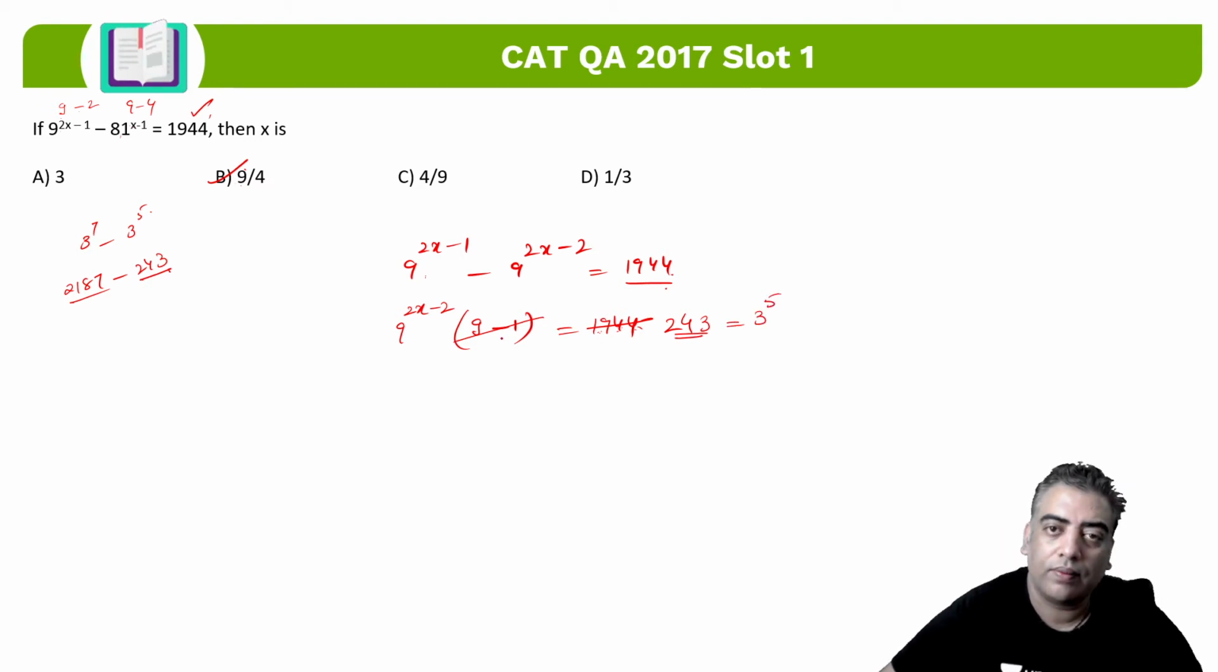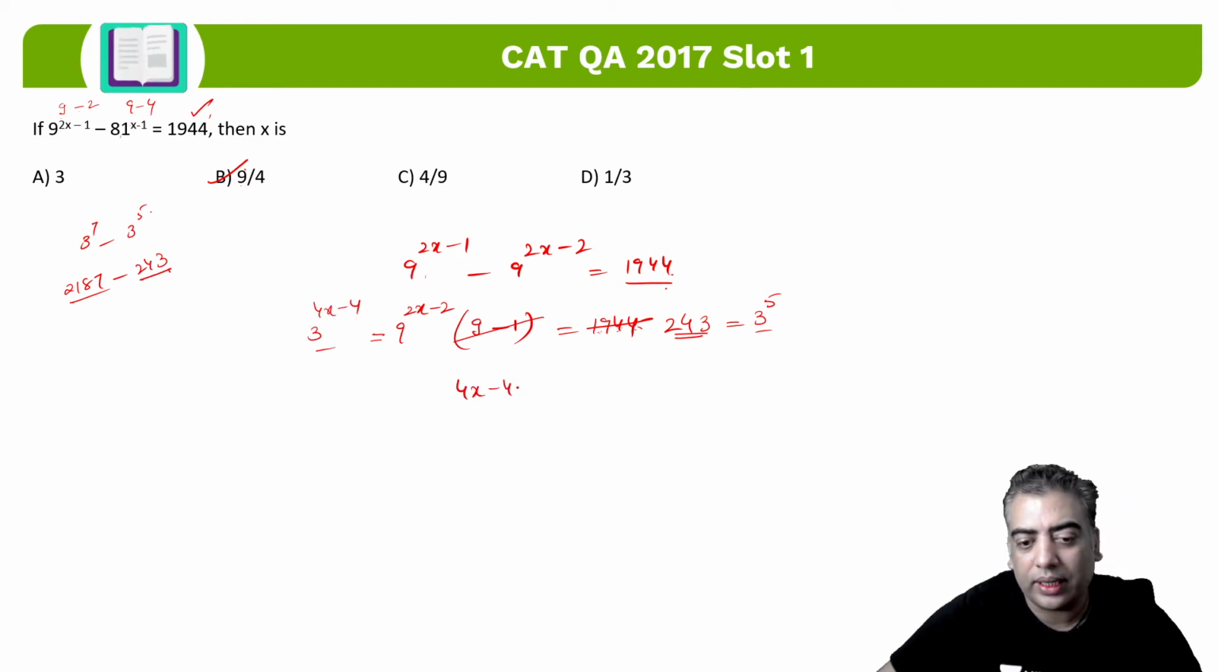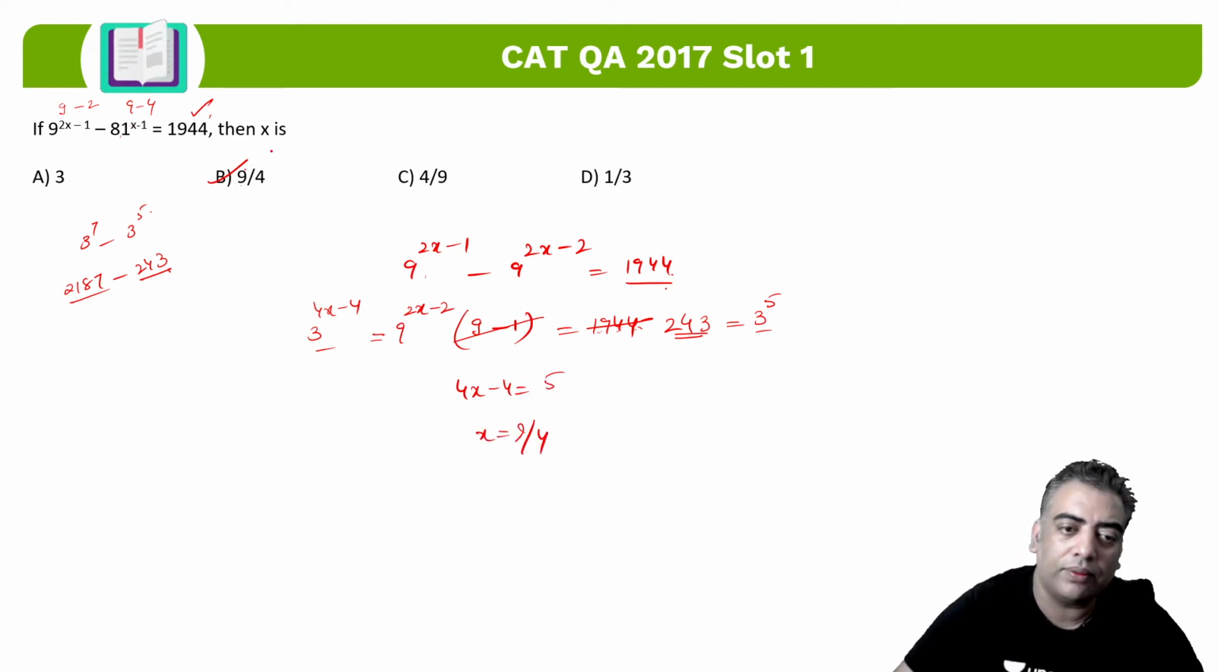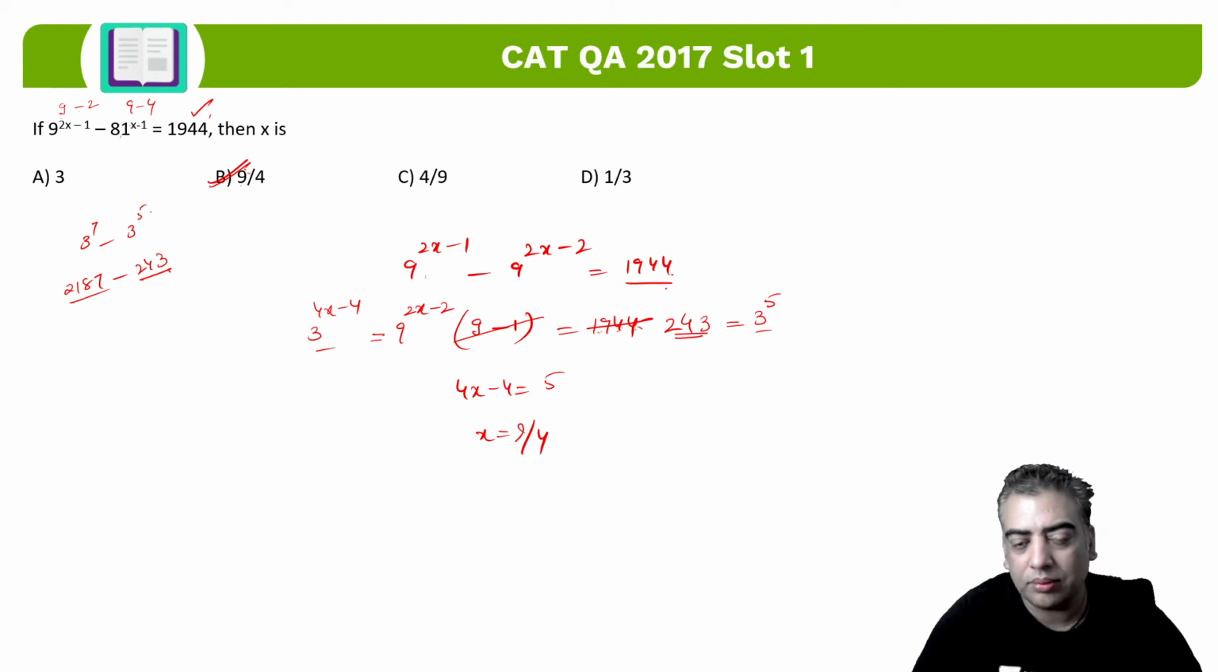power 5. It can further be split as 3 raised to power 4x minus 4, and base is same, power shall be equal. Now you can write 4x minus 4 is 5, x comes out to be 9 by 4. So again your answer comes out to be B. If you work with answer options and do the calculations orally, then in that case we can observe that it is quite easy to figure out the answer, right?